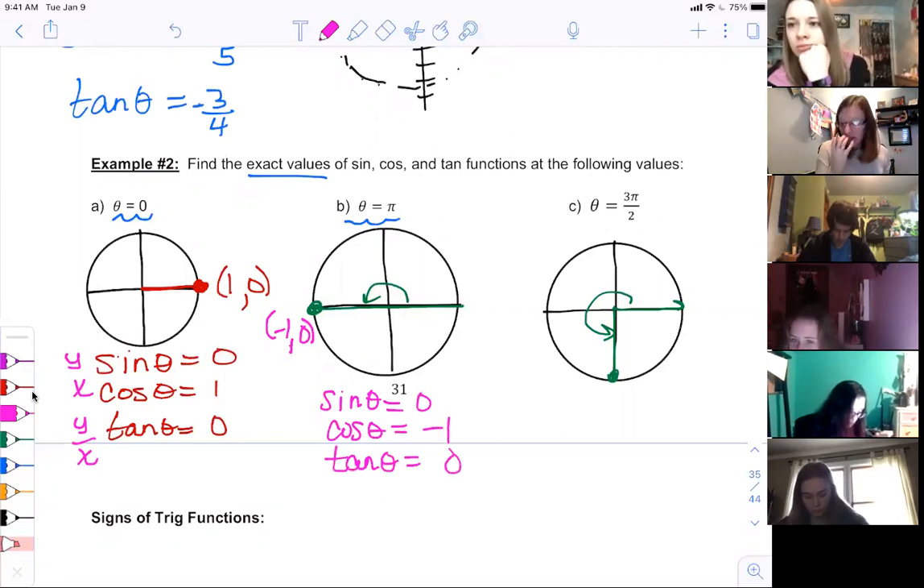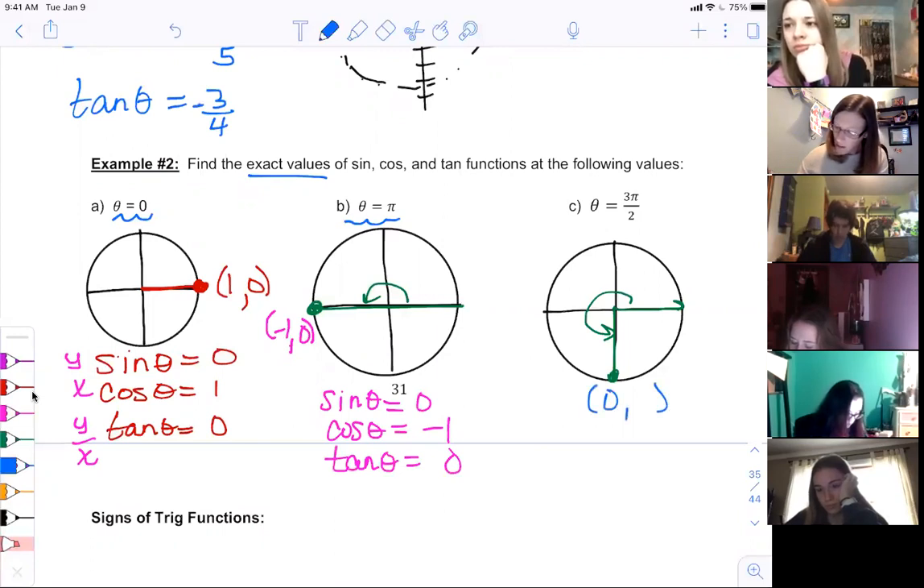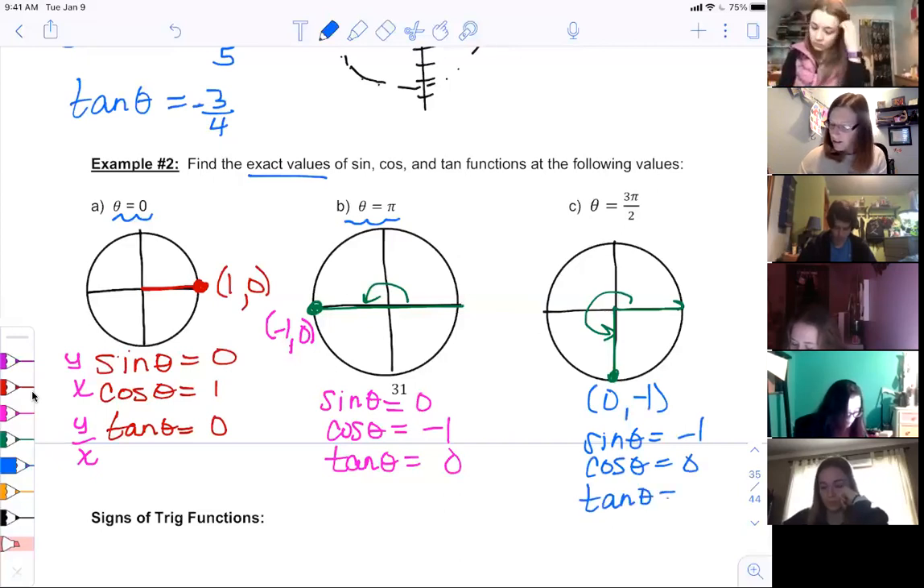And then the last one says 3 pi over 2. So if we have 3 pi over 2, Joe, what would the ordered pair be at 3 pi over 2? It would be 0, -1. Yeah, so what's the sine there? -1. And the cosine? 0. And then how about the tangent? It'd be undefined. Nice job. Because it is -1 over 0, which is undefined.